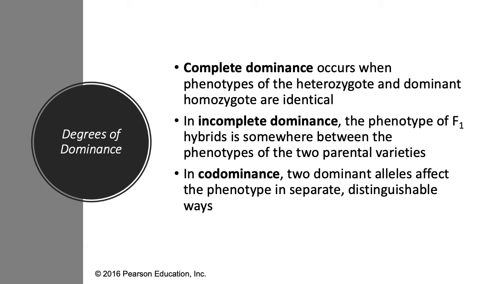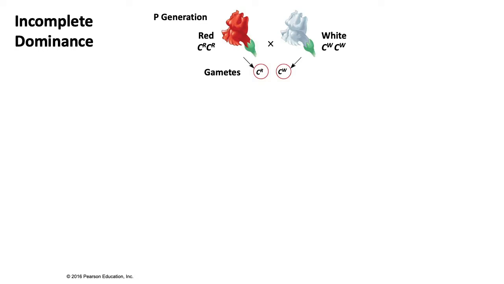In incomplete dominance, neither of the traits is able to completely suppress the other trait. If you took two parents that were homozygous for two different alleles for this trait, the offspring would have a phenotype that was somewhere in between the phenotypes of the two parents.